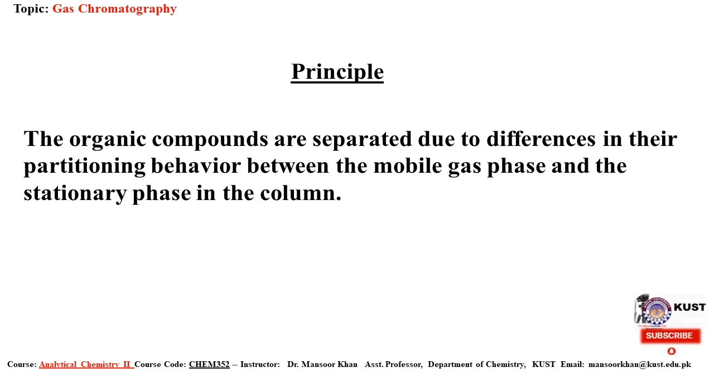In gas chromatography the principle is the same as the other chromatography, where the sample is partitioned between the stationary phase and the mobile phase. Here the mobile phase is a gas, and the stationary phase may be liquid or solid. The components of the sample separate from each other due to the different rate of interaction with the mobile phase. That's why separation takes place.